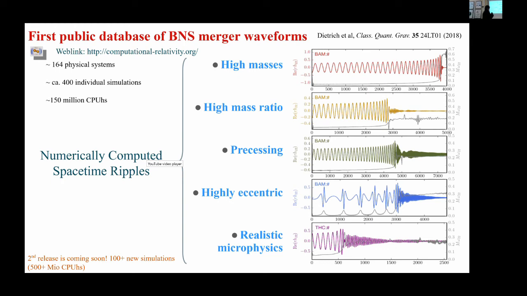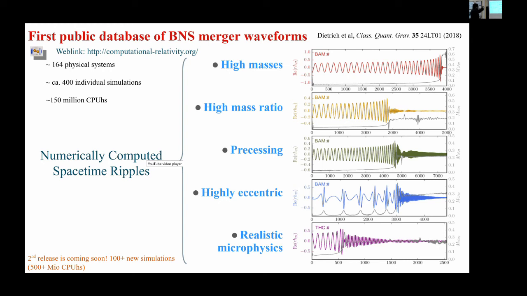This was the first database that was released in 2018, and it had 164 physical systems. So you vary different parameters of the binary neutron star space, and then you get different physics out of it. Each of these simulations could be done at different resolutions, because this is something that should be done when getting numerical solutions, so that we know that things are convergent and do not depend on resolution.